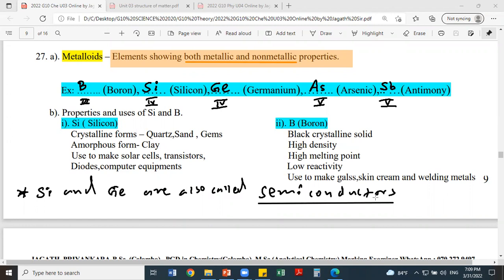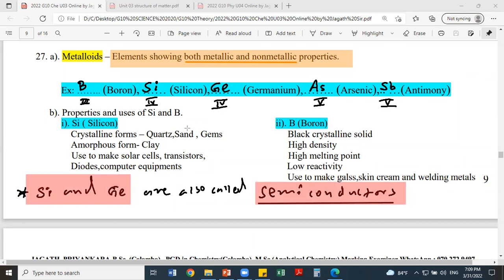More than insulators, electrical conductivity less than conductors. Less than conductors, more than insulators or non-conductors. That is why we call them semiconductors. So silicon and germanium are considered as semiconductors as well as metalloids.